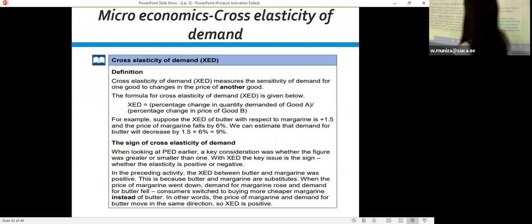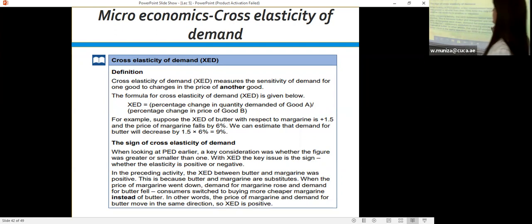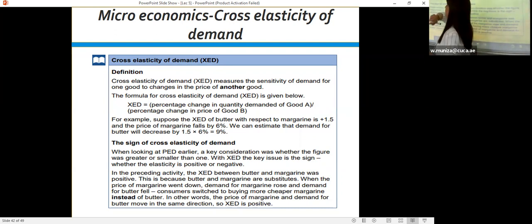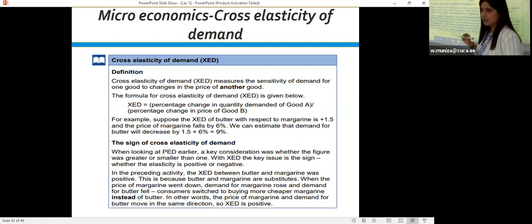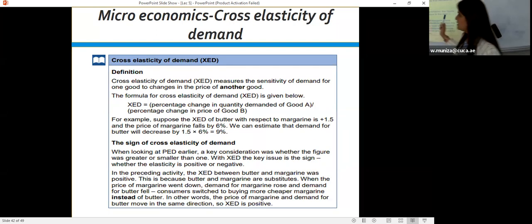The cross elasticity of demand is 1.5. The percentage change in the price of good B over here, the price of the margarine, is falling by 6%. So this is 6%. In order to calculate the percentage change in the quantity demanded, it would be 6% multiplied by 1.5. So it will be 9%. Got it? Now over here they say that the sign of the cross elasticity of demand is important to be followed. What does this say?